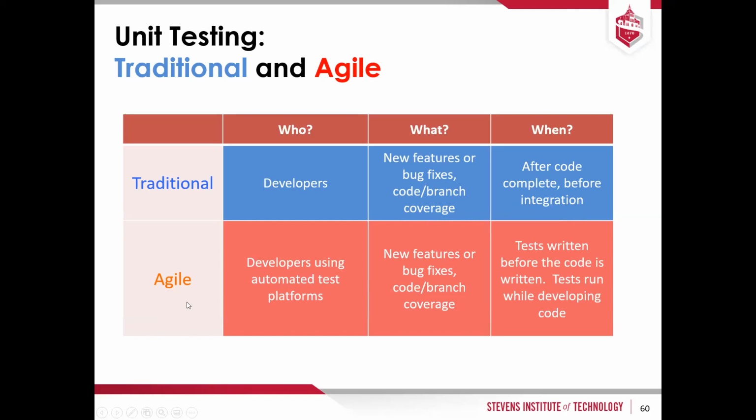When they're doing that in traditional, after the code is complete, before we go to integration. In agile, tests are written before the code is even written. Remember, in the design, we need to know how we are going to test this. Last week, we talked about that. So we already have the unit test cases ready.